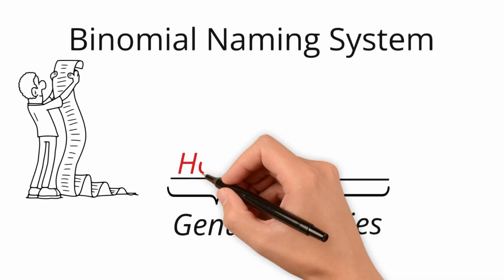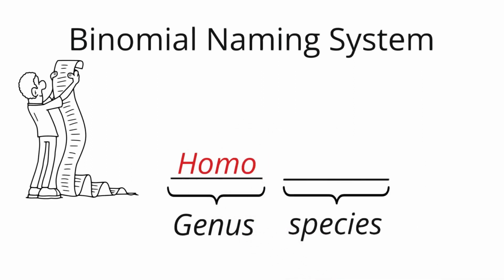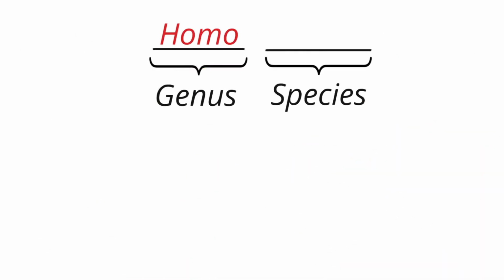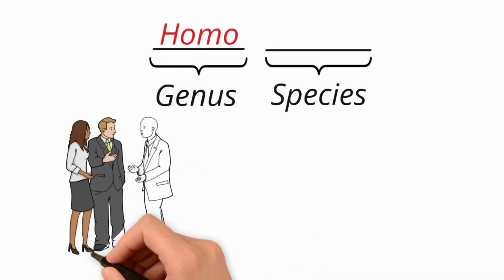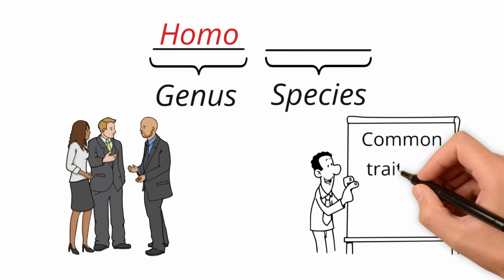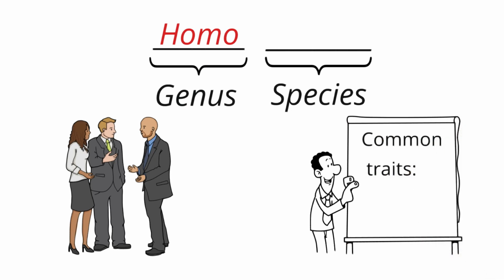Our genus is Homo. Notable species that share our same genus are Homo erectus and Homo neanderthalensis. Although characteristics of the Homo genus are constantly debated in the scientific community, scientists agree that members of the Homo genus share some common traits. Let's hear from a scientist talk about these traits.